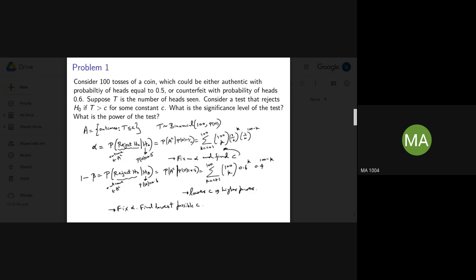You'll have to balance between this C and this alpha. Sir was also explaining that we have to balance, but why do we have to balance? Could you explain this concept a little bit? Because we want to reduce this error, right?